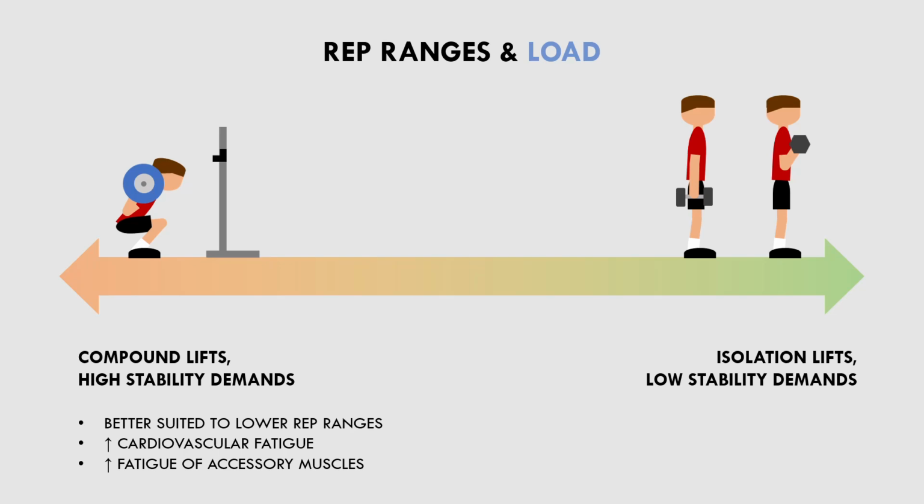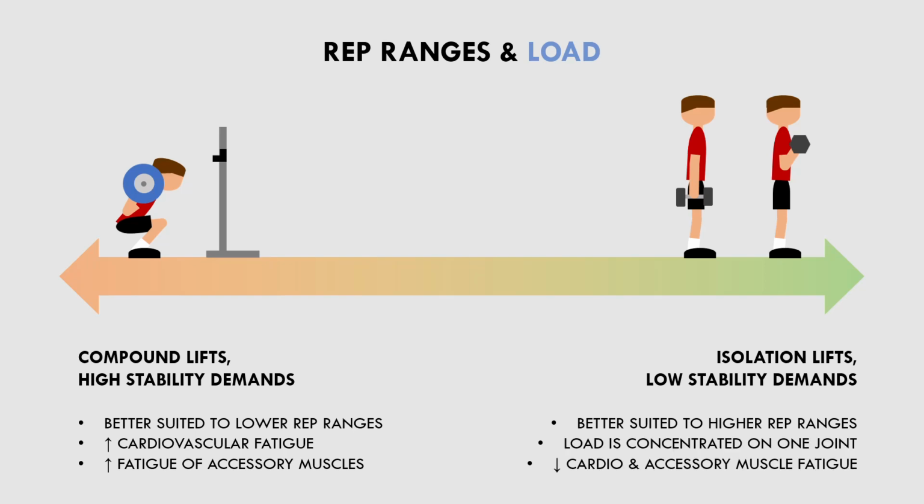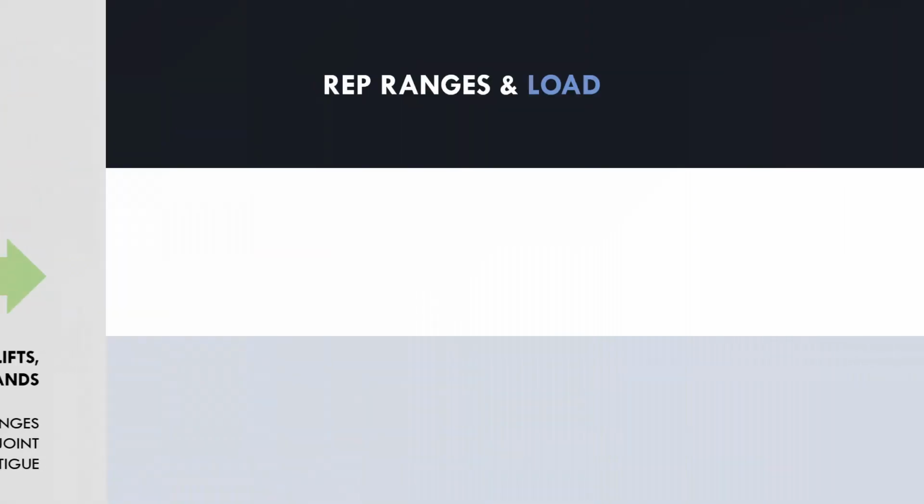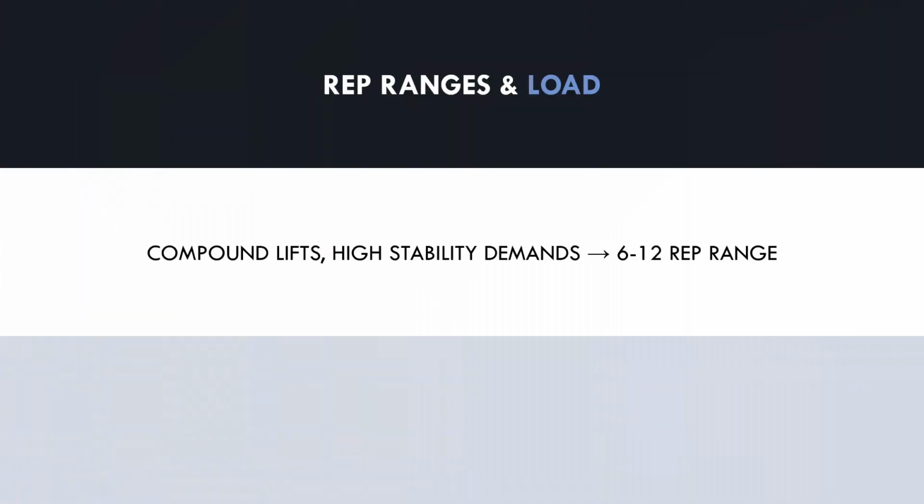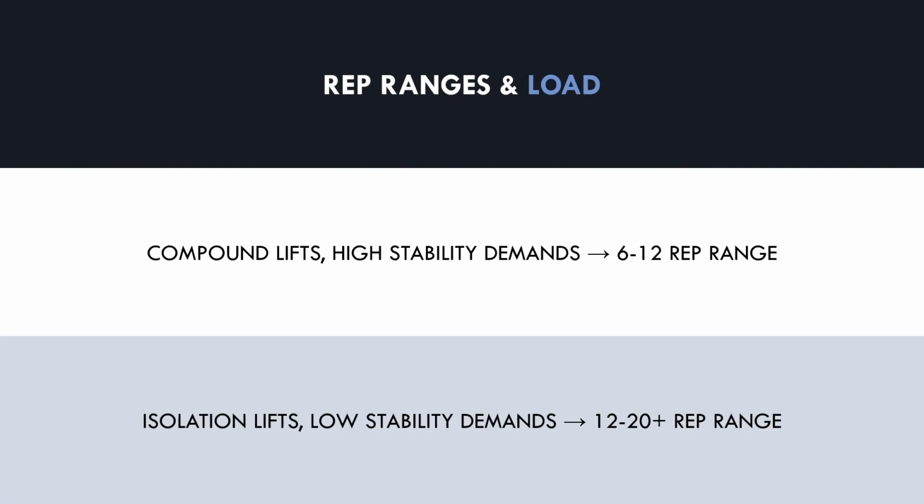In opposition, isolation lifts with low stability demands are generally better suited to the higher rep ranges with lighter loads. This is because the load is concentrated on one specific joint, which means heavy loads will place high stresses on a single joint, which unnecessarily increases injury risk. Furthermore, isolation lifts won't be limited by the cardiovascular system or fatigue of other muscle groups. As a practical guideline, primary compound lifts with high stability demands are best suited to the 6 to 12 rep range, while lighter isolation lifts with low stability demands are best suited to the 12 to 20 plus rep range.